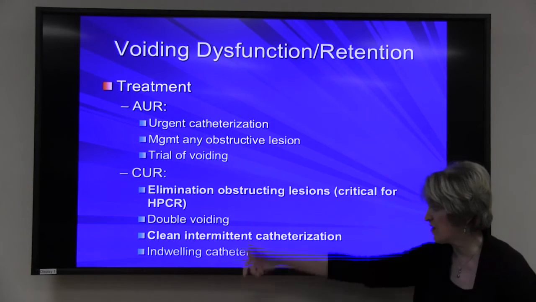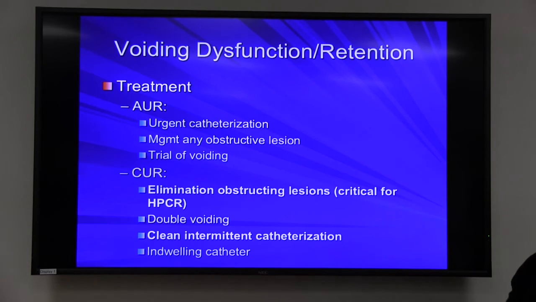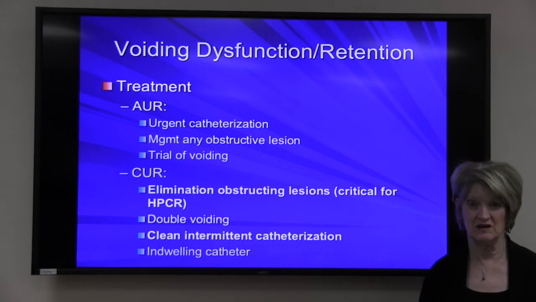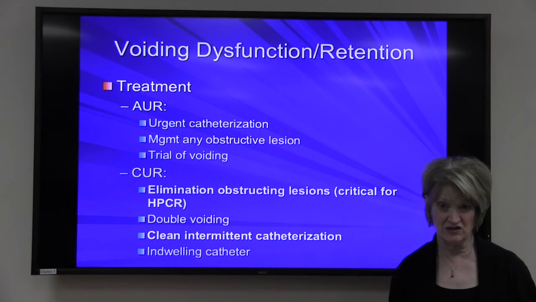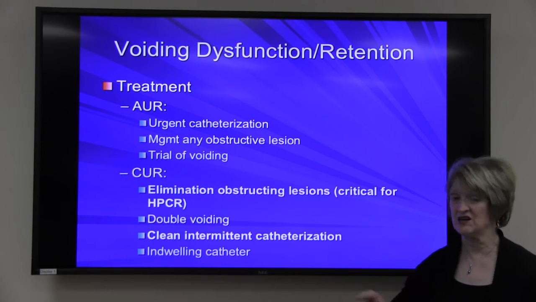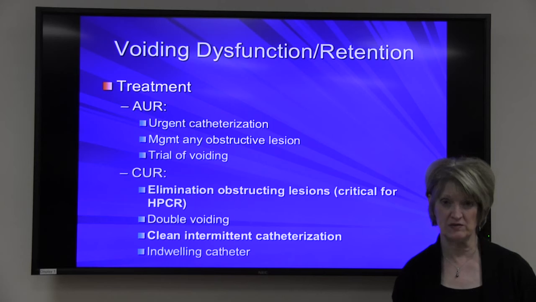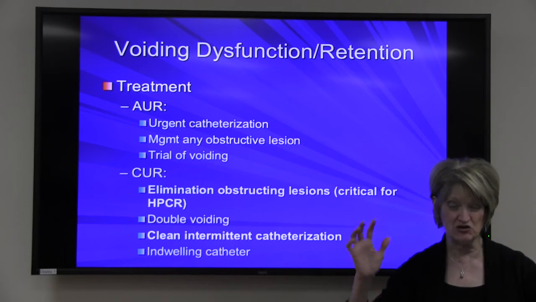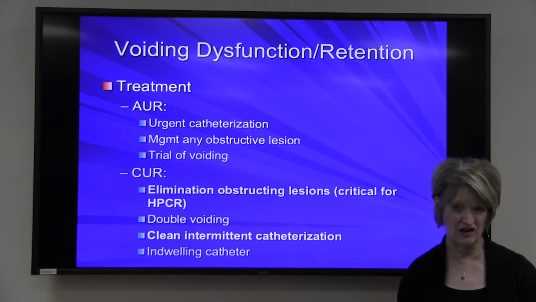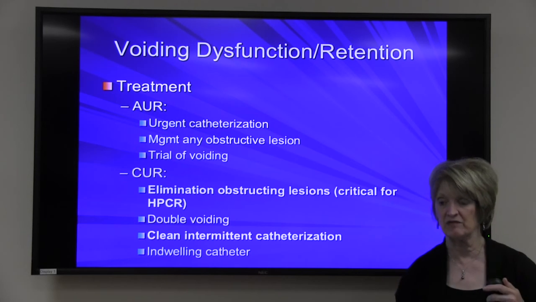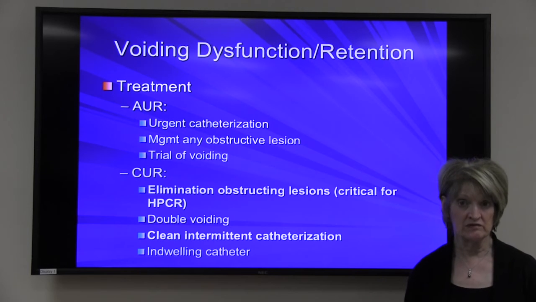Again, most of our patients fall into the chronic retention range. Equally important for these patients, eliminate any obstructing lesions, because nothing's going to get better till I do that. So I've got to deal with that. Clean intermittent catheterization, the number one treatment, especially for patients who have low pressure chronic retention, that patient with the big stretched out floppy bladder that's not contracting well at all because of diabetes, because of multiple sclerosis, whatever.